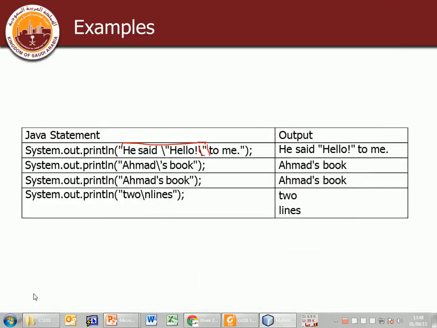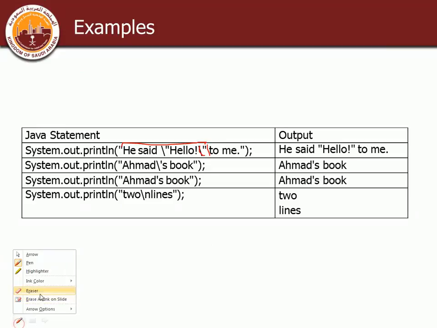Anyways, this is just to give you an idea that there are some special characters that do special things. Backslash n, go back to the line. For single quotes, you don't need to use the backslash, but if you do it, it will work. But for double quotes, you need to do that.